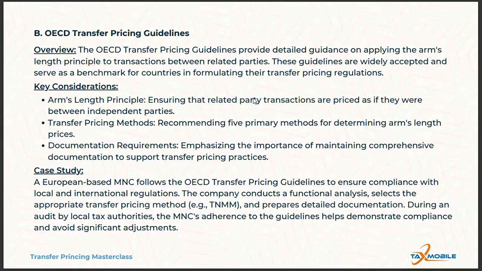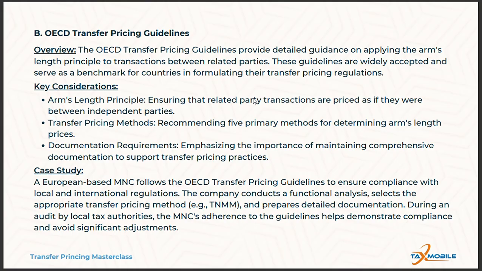And so let's also look at, under this key consideration, the transfer pricing methods. The OECD recommends five primary methods for determining the arm's length price. The methods are the comparable uncontrolled price method, which is the CUP method, the resale price method, the cost plus method, the profit split method, and the transactional net margin method.